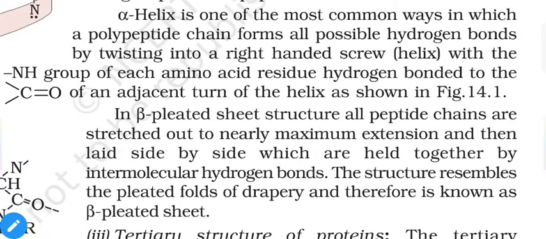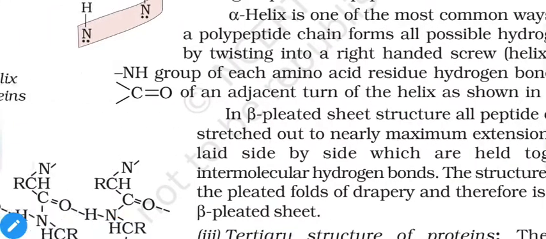Alpha helix is one of the most common ways in which a polypeptide chain forms all possible hydrogen bonds by twisting itself in a right-handed screw or helix, with the NH group of each amino acid residue hydrogen bonded to the CO of the adjacent turn of the helix, as shown in figure 4.1.